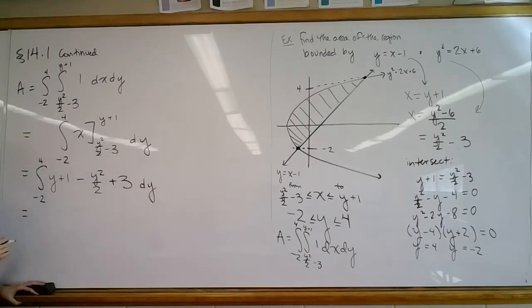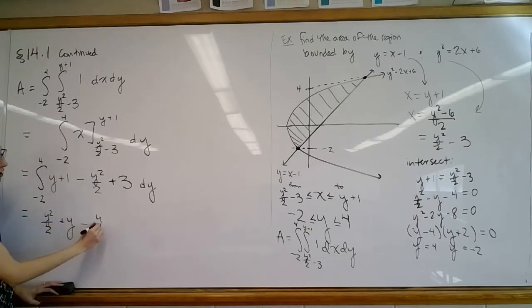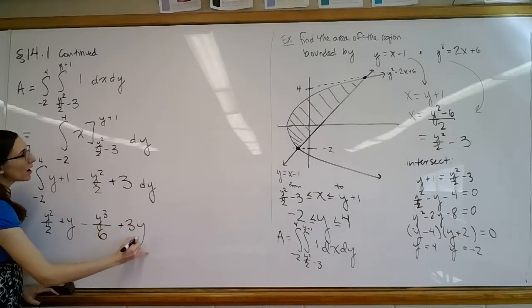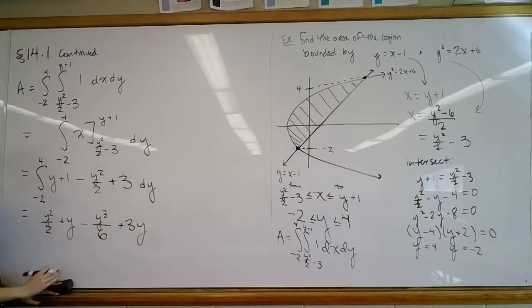So integrate y goes to y squared over 2. Integrate 1 goes to y, because we're doing dy's, remember. Y squared will go up to a y cubed, and then we divide by that 3, so now it's over 6. And then we'll have plus 3y. Yes, I could have combined the 1 and the 3 beforehand to help out, but oh well, we got to where we needed.